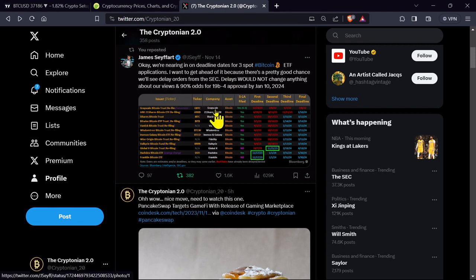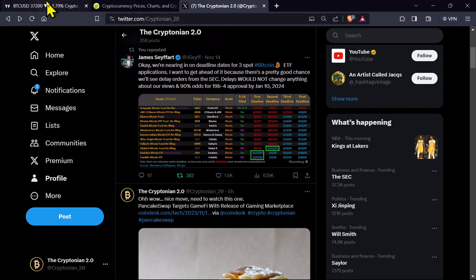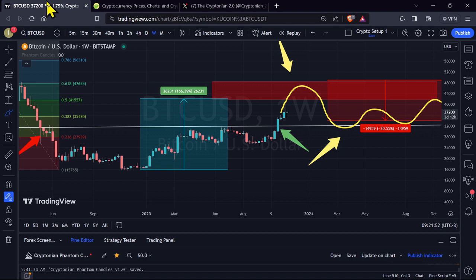And again, if for example we do get an ETF approval today or tomorrow, then the market is going to go crazy, right? And so most likely we're going to go straight up and we're going to hit this red box area of resistance.